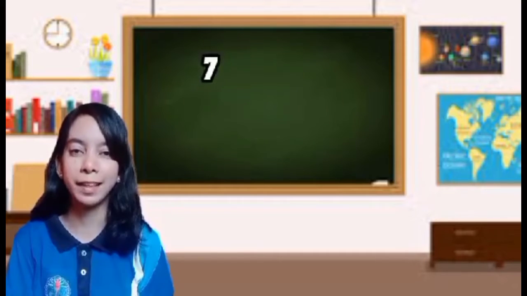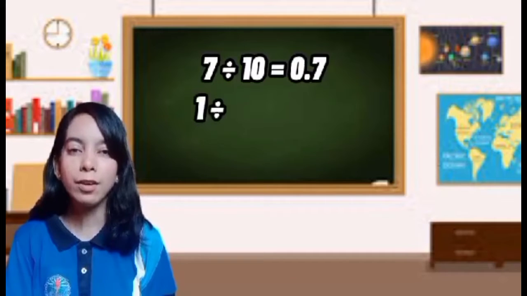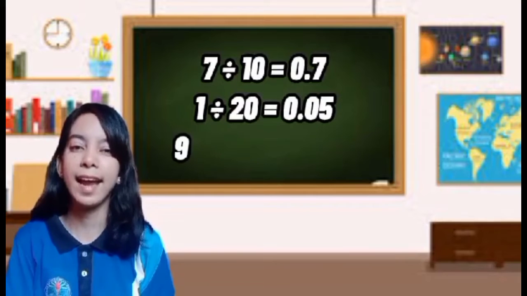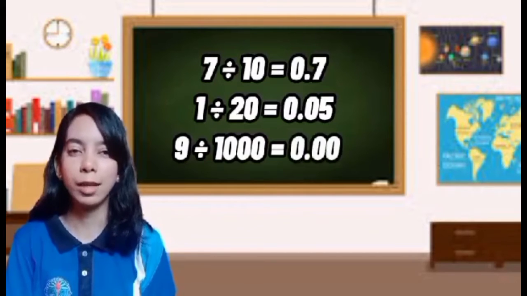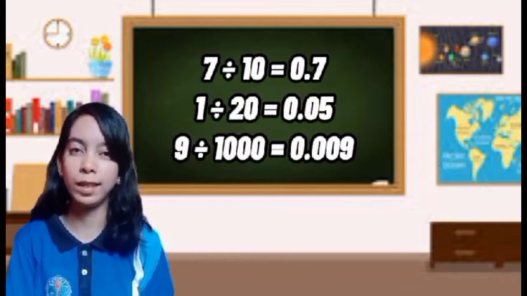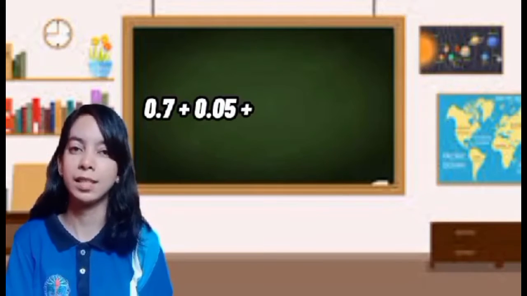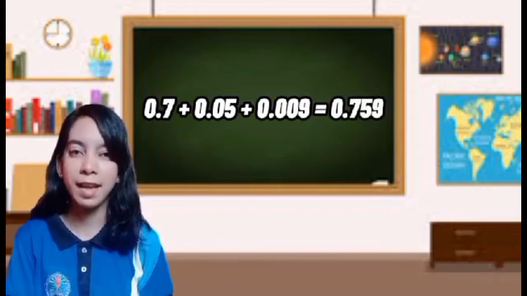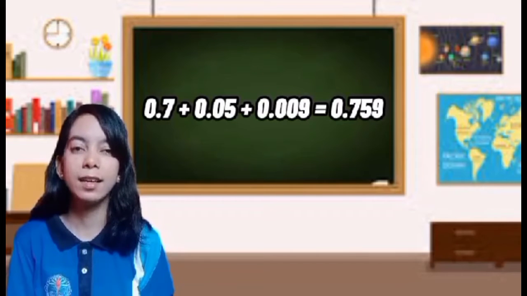So 7 divided by 10 is equals to 0.7. 1 divided by 20 is equals to 0.05. And 9 divided by 1000 is equals to 0.009. So our second step is we need to add the following answers. So 0.7 plus 0.05 plus 0.009 is equals to 0.759.